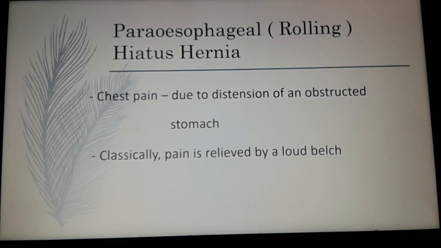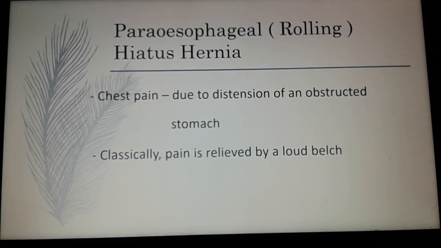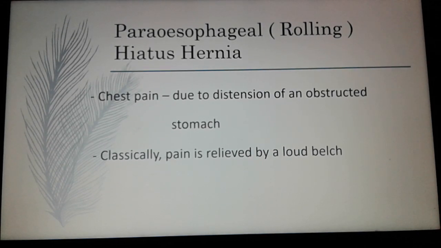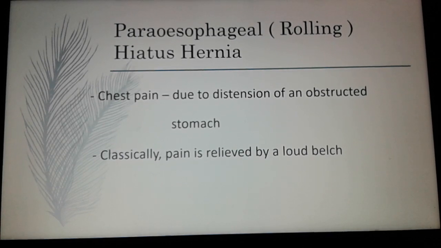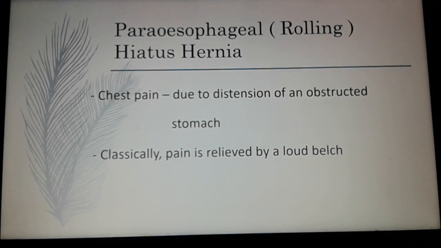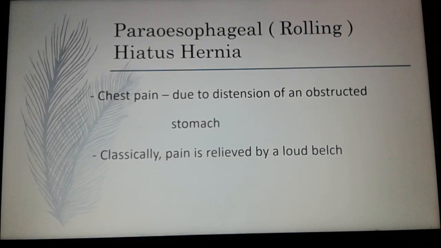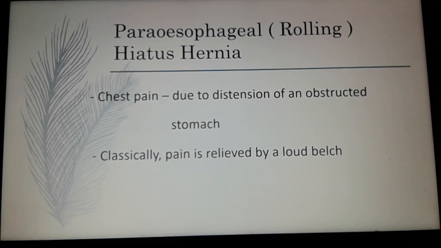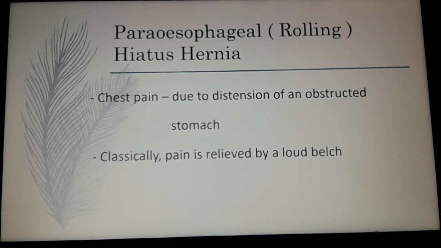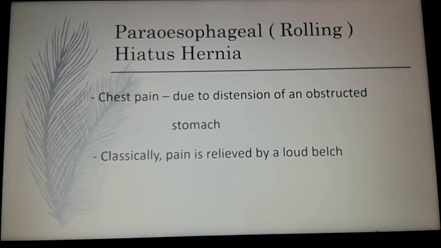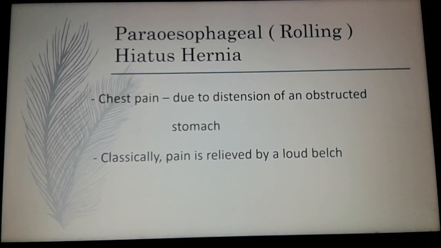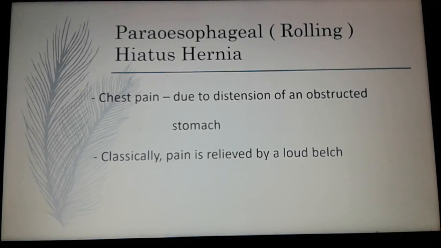One of the differential diagnoses, yes, is myocardial infarction. So we must rule out cardiac causes. This chest pain is very classical of this rolling hiatus hernia. To differentiate clinically between MI and this hiatus hernia, classically the pain is relieved by a loud belch, and that is not seen in myocardial infarction. One of the differentiating features.